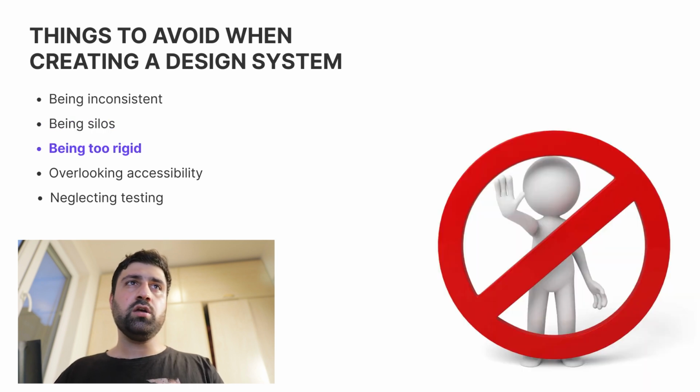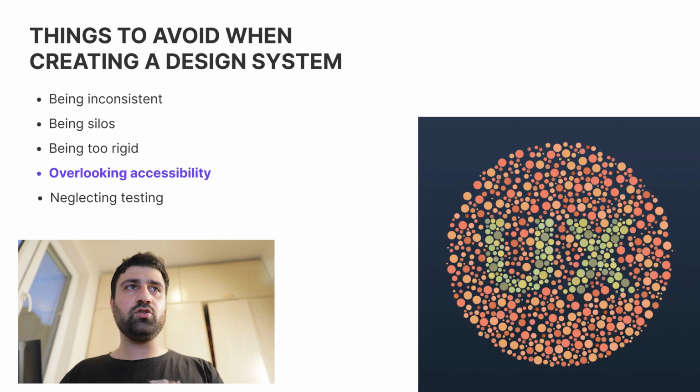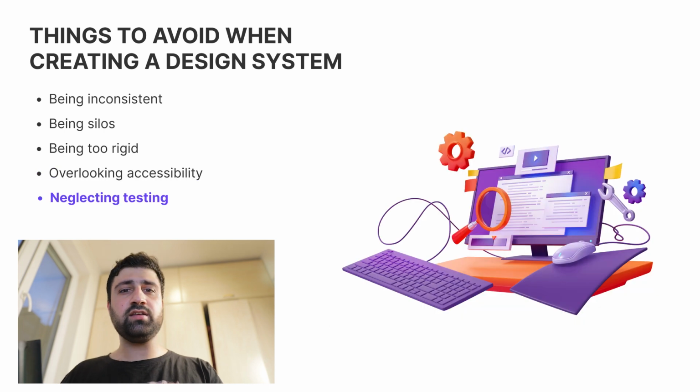Don't be too rigid. While consistency is important, don't be too rigid. Allow for flexibility and creativity within the design system. Sometimes you need this, but we'll get back to that later. Don't overlook accessibility. Accessibility should be a top priority in the design system. Ensure the design system is accessible to all users. Like I said a lot of times today already. And as usually, don't neglect testing.